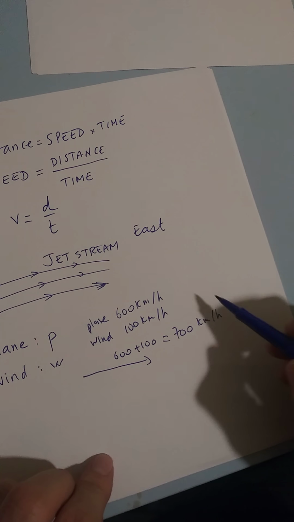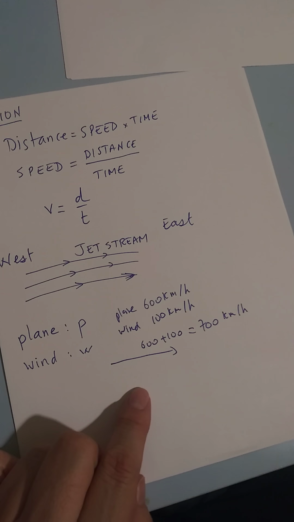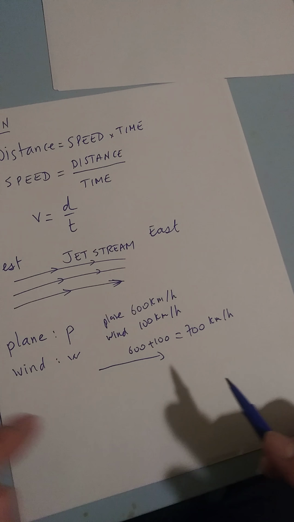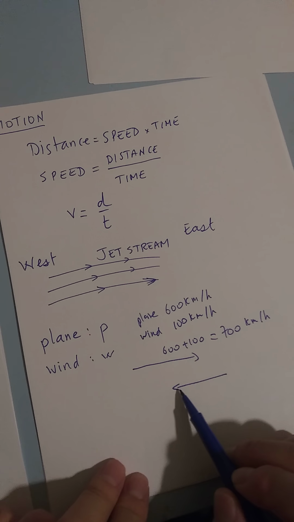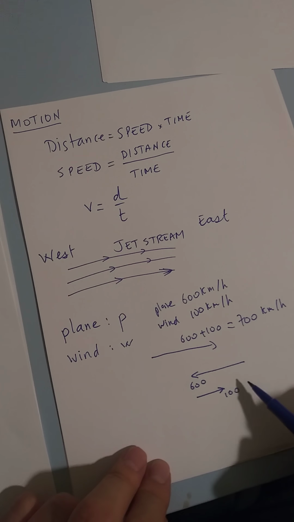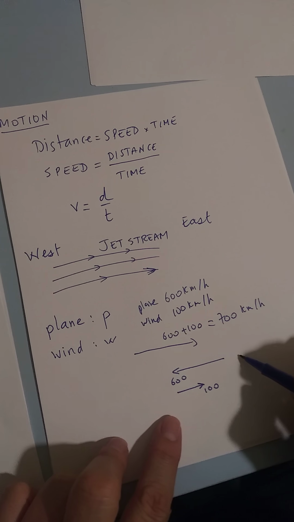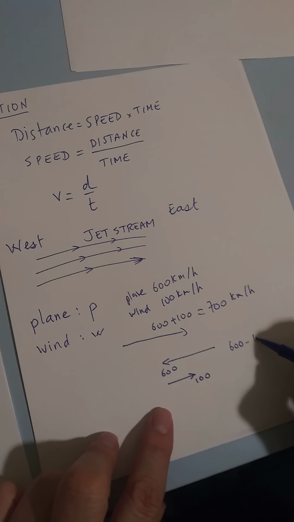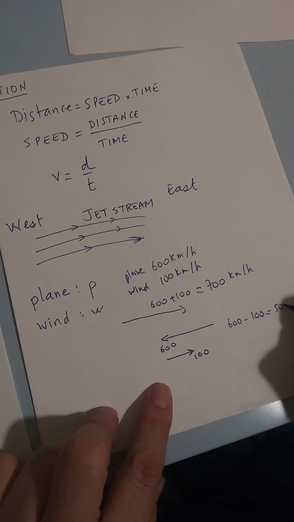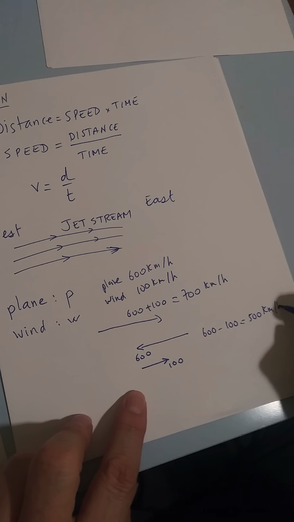Okay. If a plane is coming back this way at 600 kilometers per hour, and the wind is this way, so the plane is going this way at 600, the wind is going this way at 100. In this case, the net speed is the difference of the 2, so it'll be 600 minus 100, which is 500 kilometers per hour.